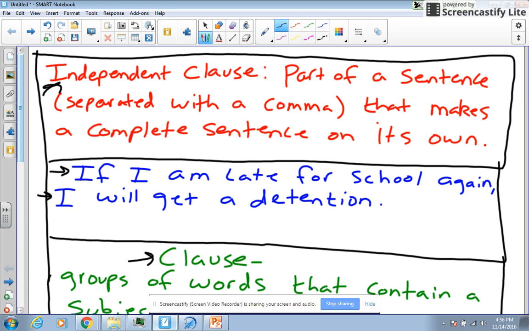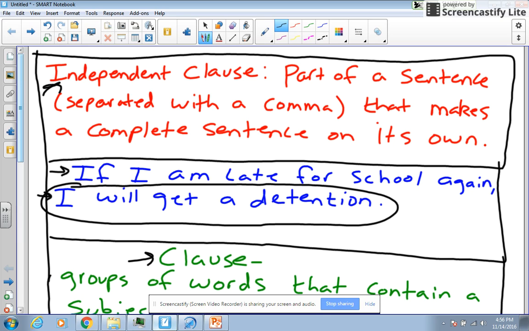So if we pull those sentences out, even though it's one sentence, let's pretend that there's two. If we pull that out, we have, if I'm late for school again, I will get a detention. Notice how, of those two sentences, this one here could be on its own, and it would be complete. So since this sentence could stand on its own and is complete, this would be an independent clause. So just like the name says, independent means it can be independent. It doesn't need any help from anything around it.